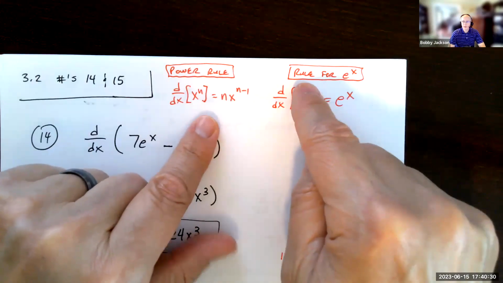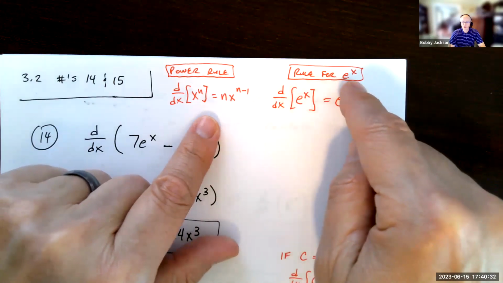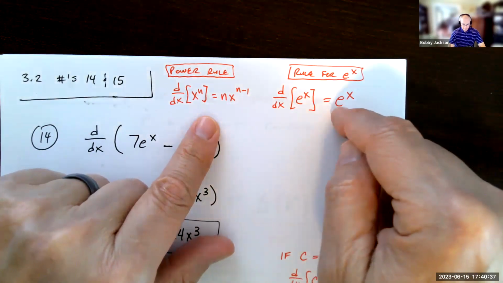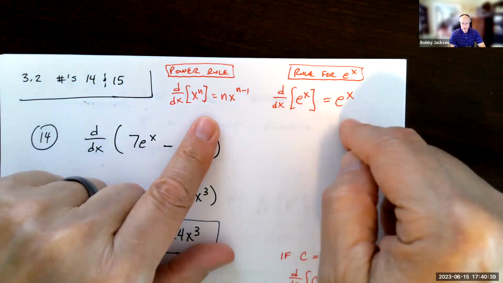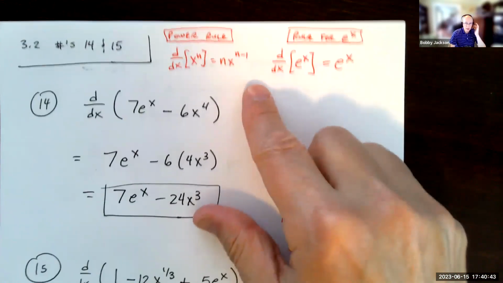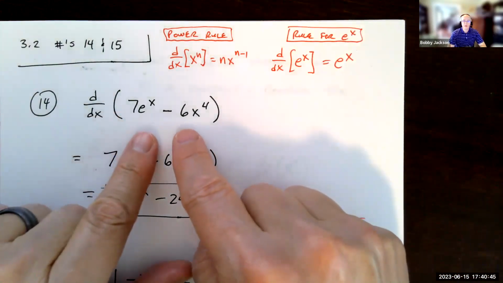Okay, then we have the rule for the derivative of e to the x, which is real easy. The derivative of the function e to the x is e to the x. Easiest rule in the book. Okay, now take the derivative of this function here.